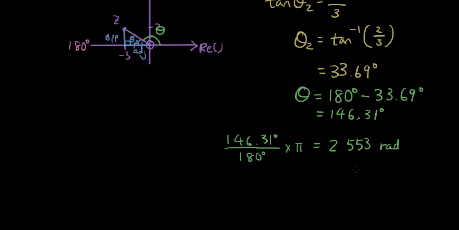Okay, which should be correct because 180 degrees is equal to pi radians, and pi radians is 3.14, and 2.553 is a bit smaller than that.